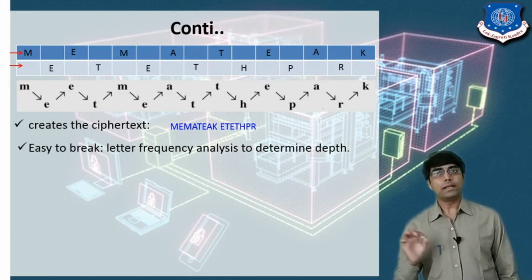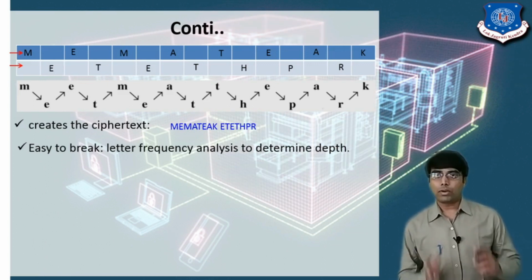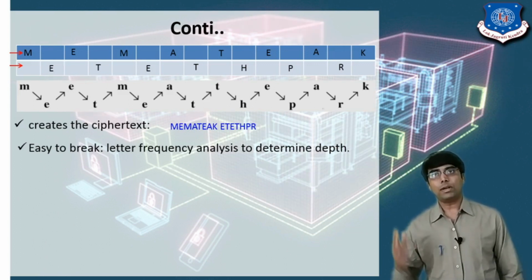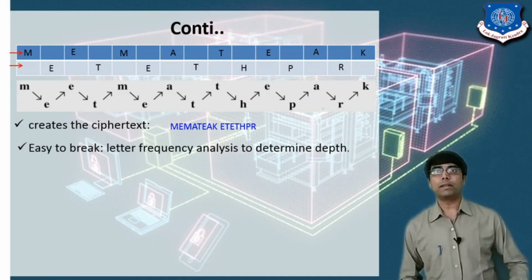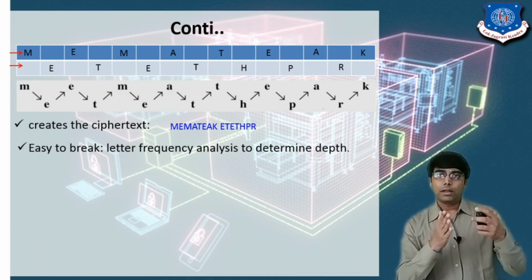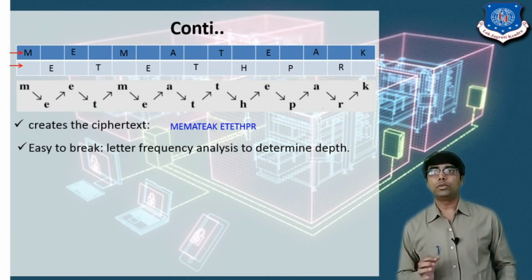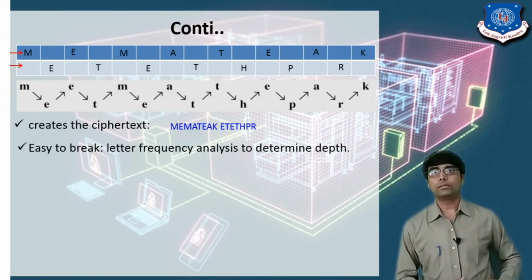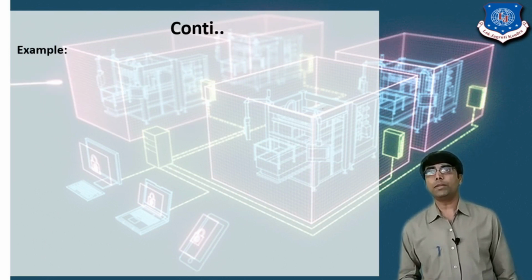It is a very easy method to convert your plaintext into ciphertext. But there is one limitation over here. Letter frequency analysis can be used to determine the depth. It means based on the length of the depth, it determines the letter frequency. So it is easy to break the ciphertext.